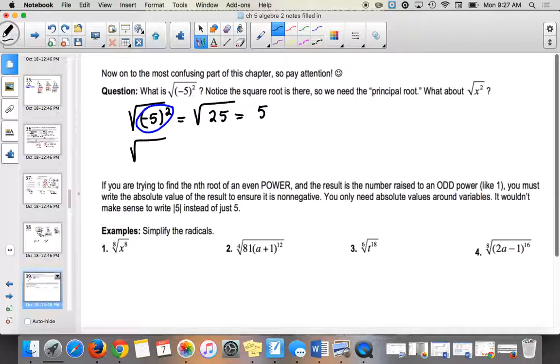But what if I had the square root of 7 squared? That's the square root of 49, which is 7. So it's like, wait a second. The negative 5 squared under the square root, the square root and square didn't cancel, but why did 7 cancel? Why wouldn't it be positive 5 and negative 5?